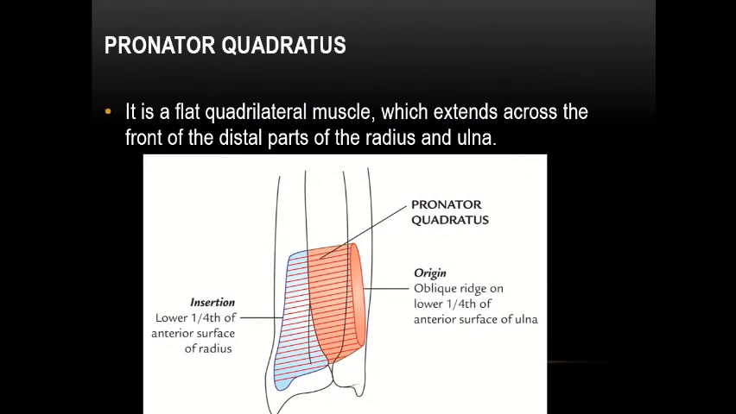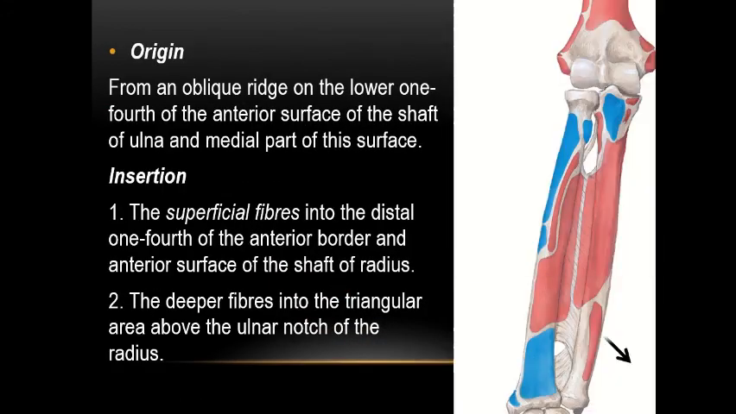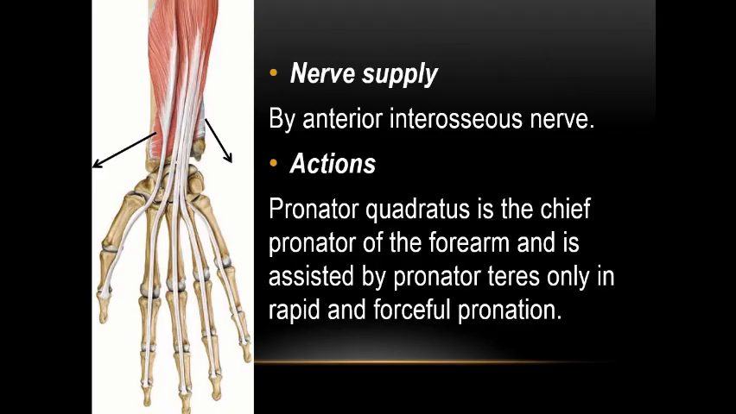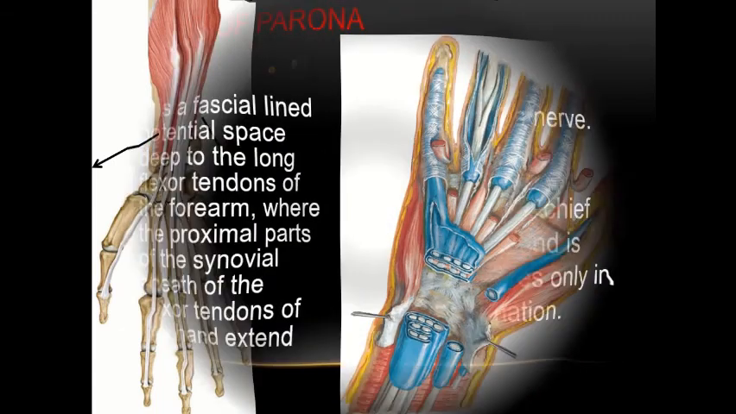Then the pronator quadratus is a flat quadrilateral muscle which extends across the front of the distal part of the radius and ulna. The fibers run transversely. Origin is from the oblique ridge of the lower 1/4 of the anterior surface of ulna, and insertion is to the lower 1/4 of the anterior surface of the radius. From ulna to radius, the pronator quadratus runs transversely. The nerve supply is by anterior interosseous nerve, in turn a branch of median nerve. Then the action: pronator quadratus is the chief pronator of the forearm and is assisted by pronator teres only in rapid and forceful pronation.